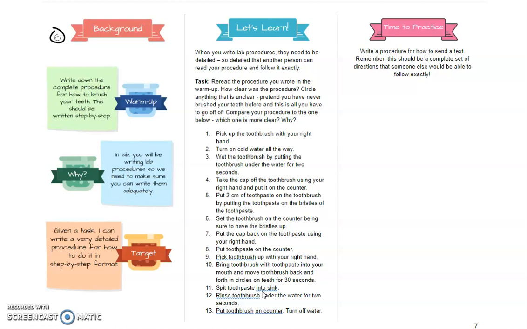You want to make sure that when we write them this year, they are very detailed. I'm not sure how much you've worked with that in the past, but we will be working on it. So what I want you to practice is to write a procedure for how to send a text. You can assume you're using the phone that you have in front of you. So if you have an iPhone, great, use that. If you've got an Android of some sort, great, use that. But you should have it step by step so that if someone only had your phone and these directions, they would know what to do.